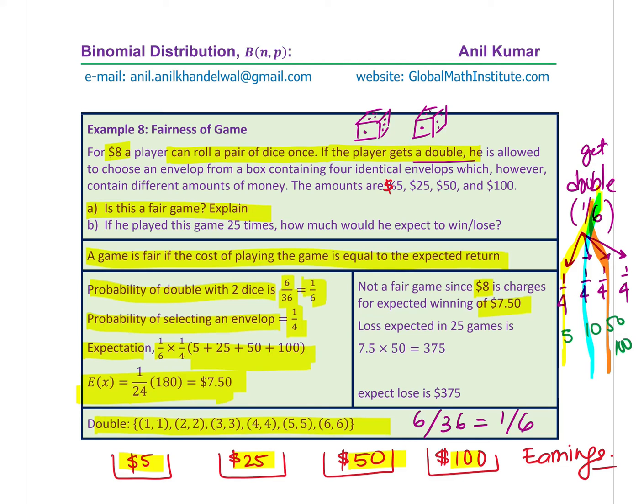So in this particular case, part B: if he plays the game 25 times, how much will he win or lose? If you play 25 times, the answer is 25 times the expected loss of 50 cents. So that is the expected loss. So 25 times 50 cents is what you lose, right?